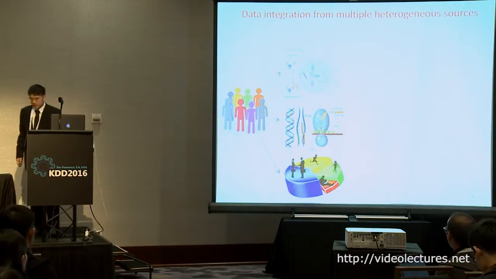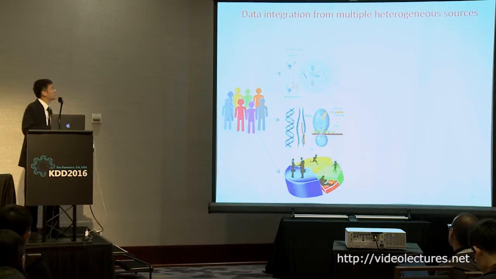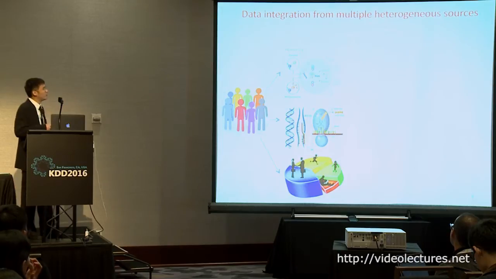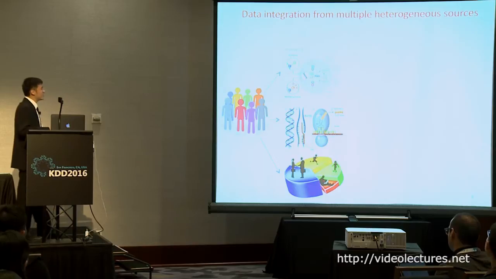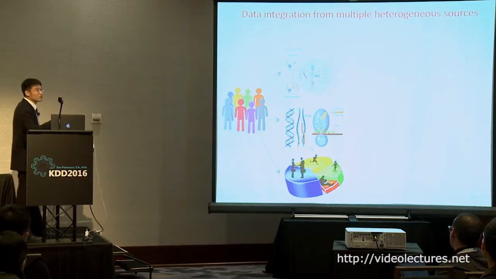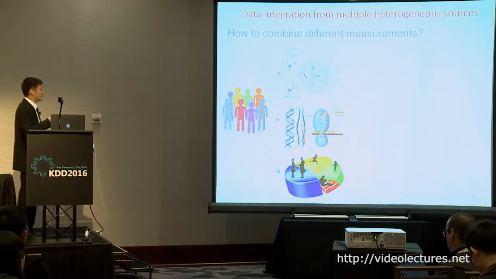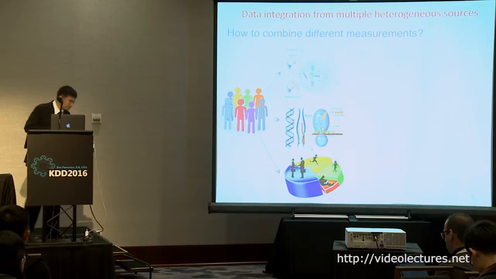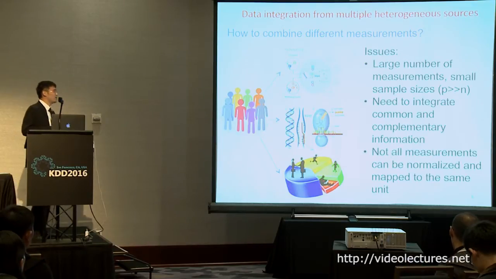Then the question comes: how do we do data integration from multiple heterogeneous sources? For example, we have methylation data, we also have gene expression, and we also have clinical data. How do we combine different measurements together? I think this is a problem, and there are a lot of issues.